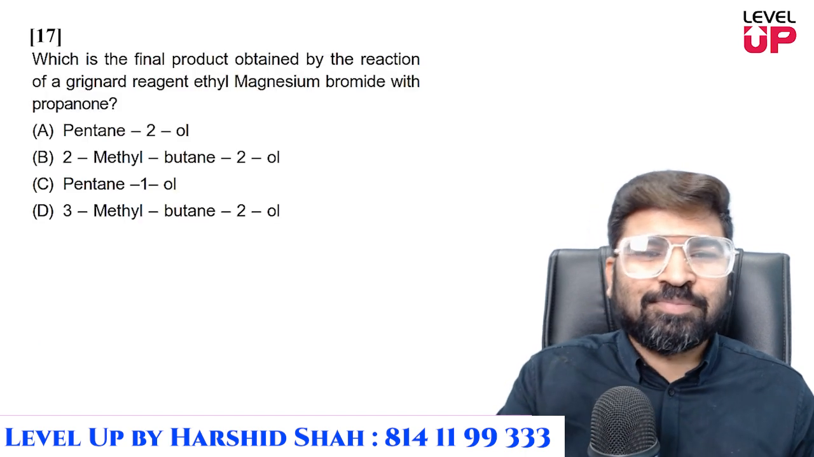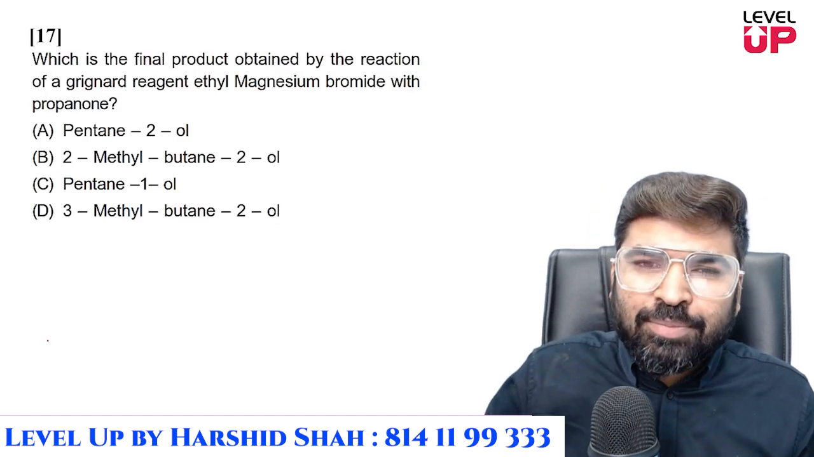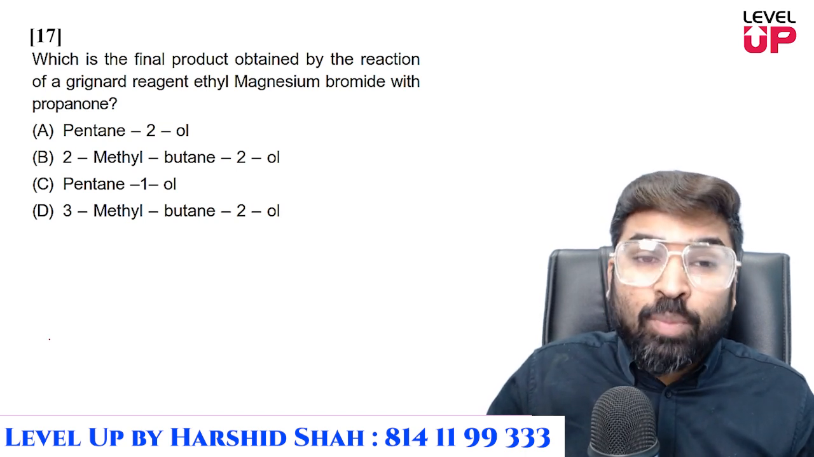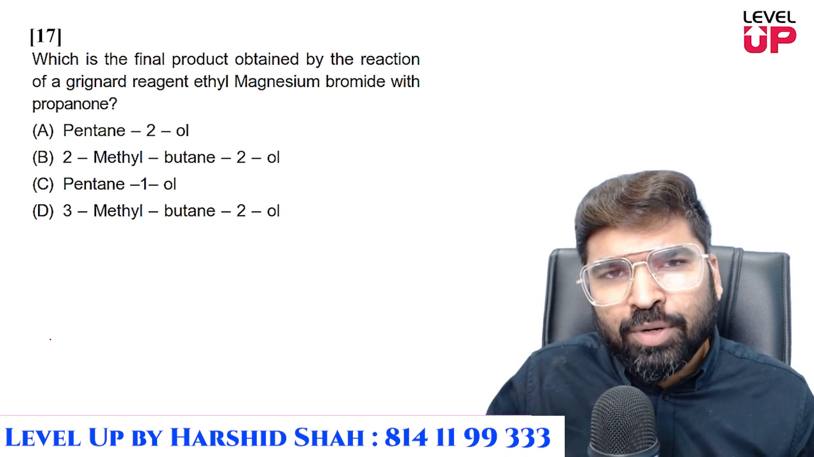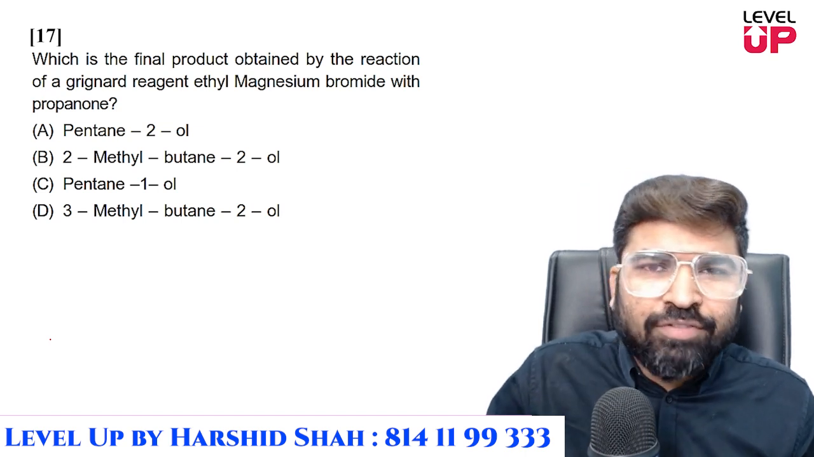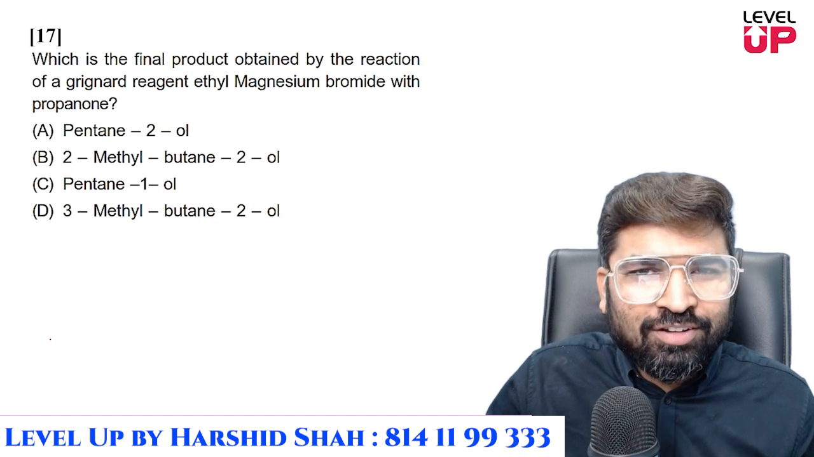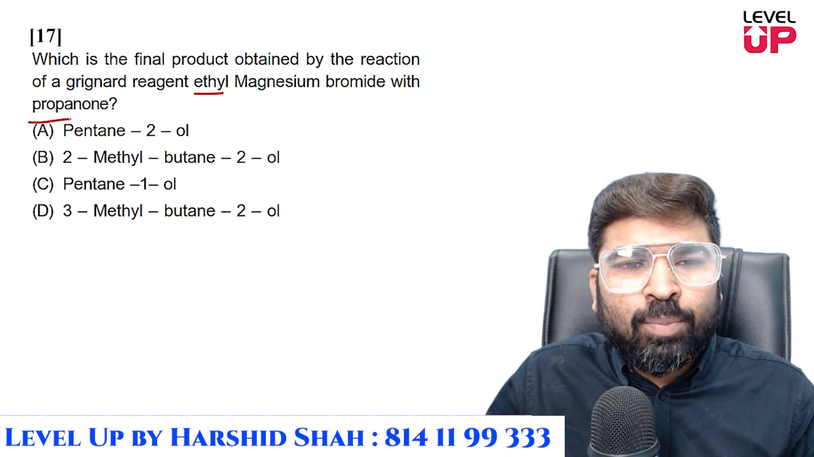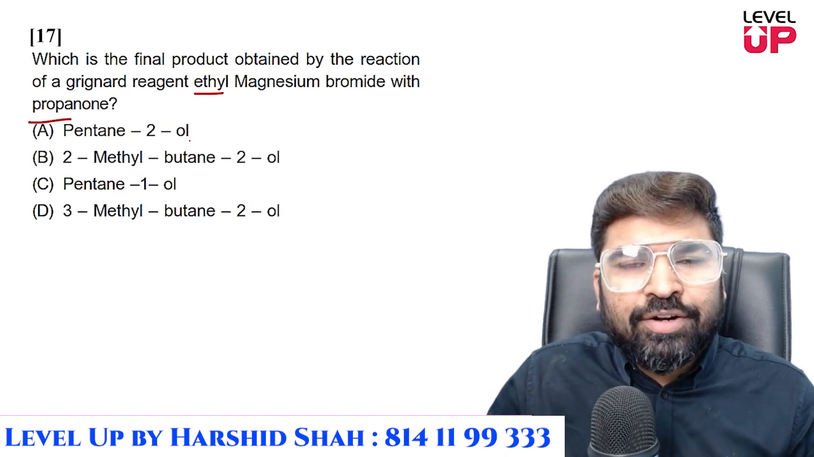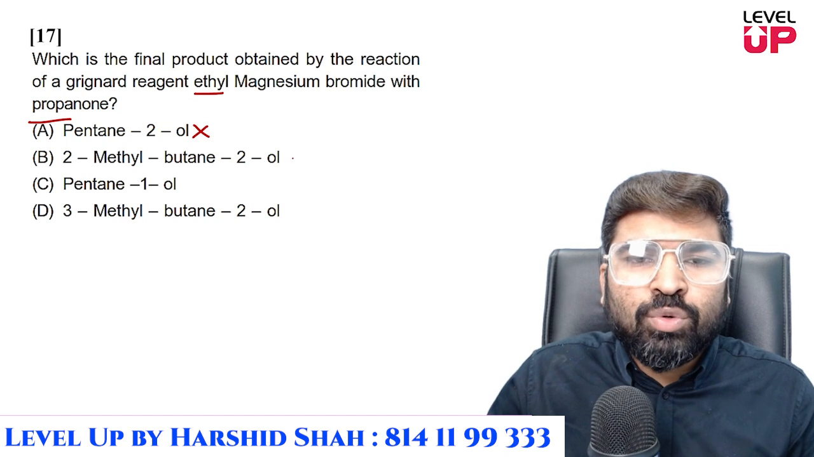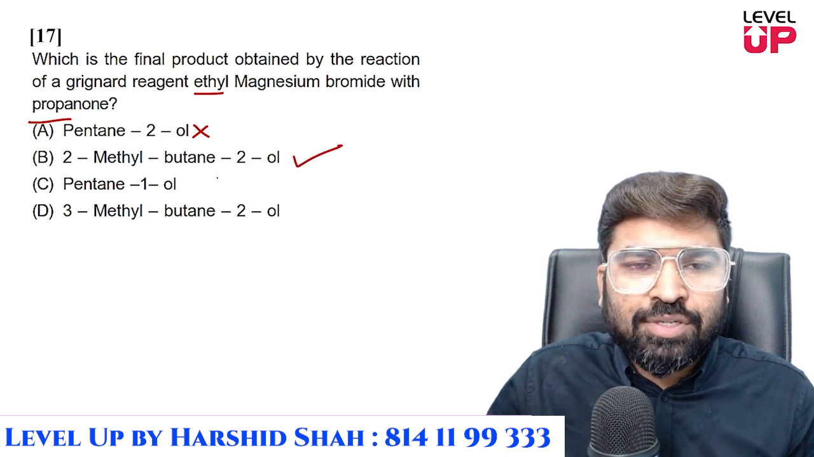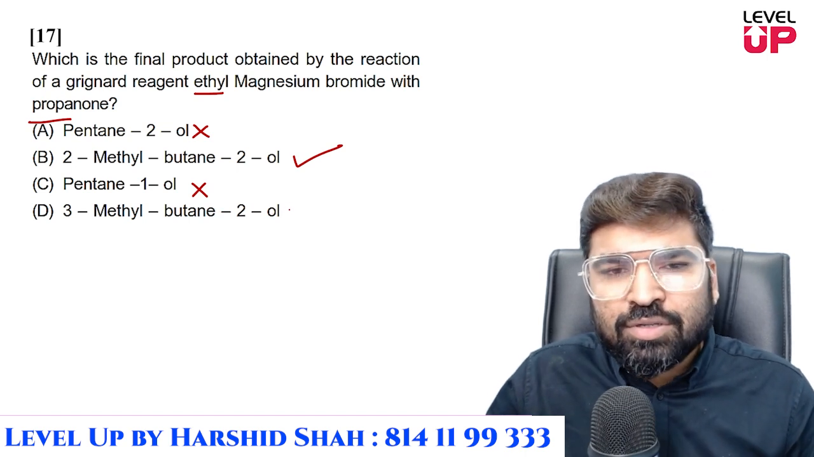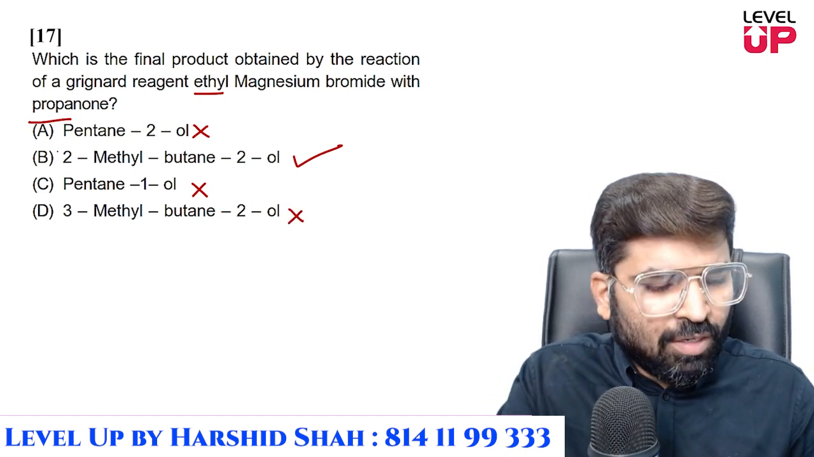Okay. Which one is the final product obtained by reaction of a Grignard reagent, ethyl magnesium bromide, with propanal? So if you have the propanal, that means the product is definitely going to be a secondary alcohol with how many carbons? With 5 carbons. So ethyl and propyl, 5 carbon. Pentan-2-ol definitely is the secondary one. 2-methylbutan-2-ol, yes, 5 carbons, tertiary. Pentan-1-ol, primary. 3-methylbutan-2-ol, it's the secondary one. So option B would be your answer.